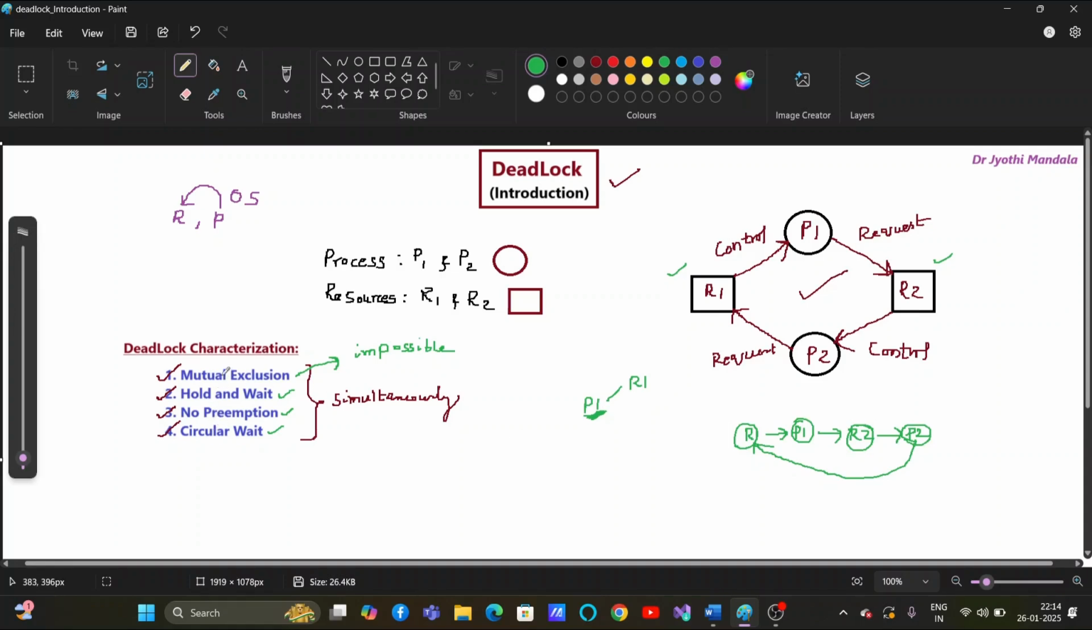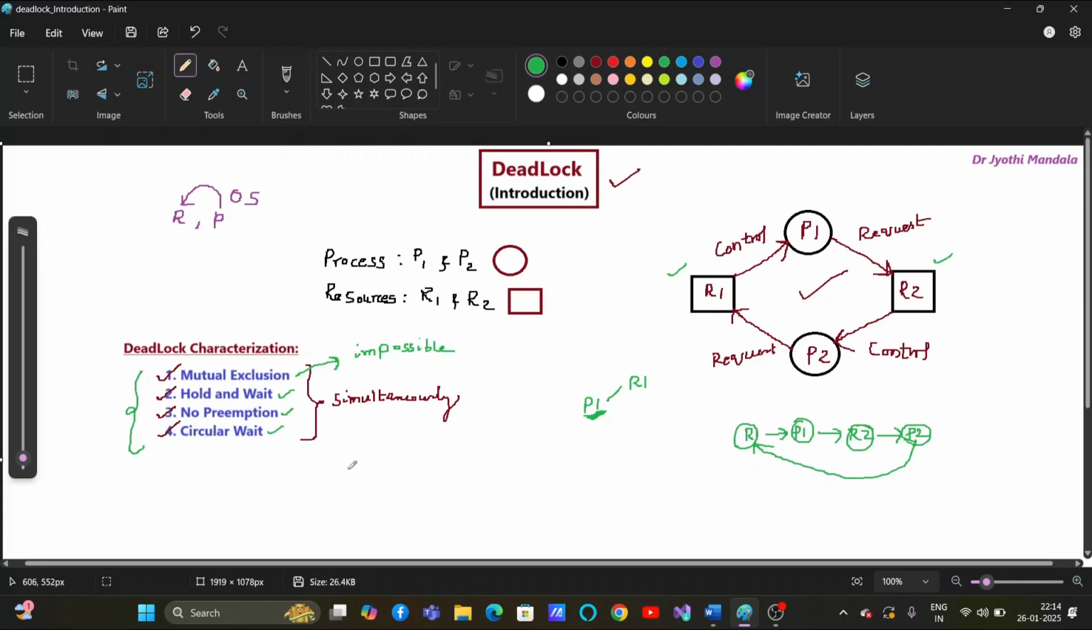Got it. So these are the four characterizations, or four necessary conditions, that may lead to deadlock. But of all these four, mutual exclusion is impossible to break. So to keep our system deadlock free, we check that there should not be any hold and wait, there should not be any no preemption, and there should not be any circular wait, so that we can avoid deadlock in our system. By checking these conditions, we can see whether deadlock is there or not in our system.